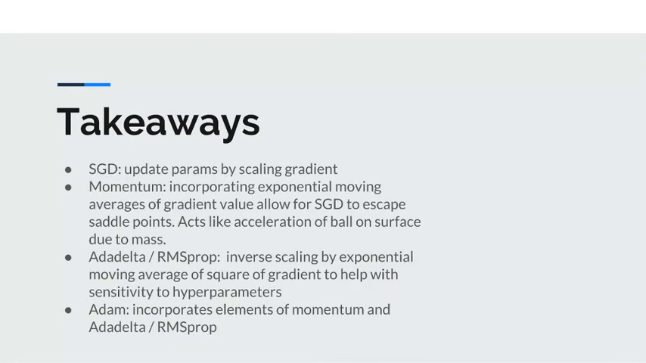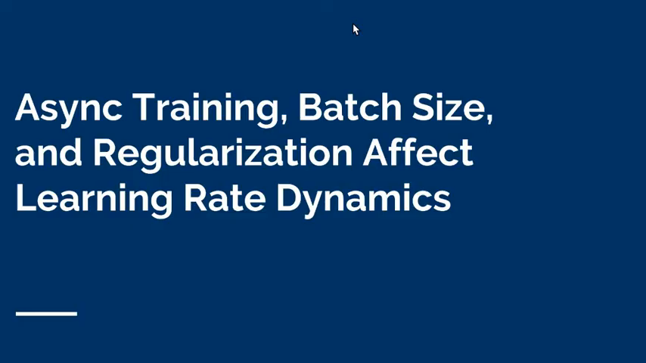So to quickly recap, we first have stochastic gradient descent, which is simply updating your model parameters by scaling the gradient. We then have momentum, which incorporates an exponential moving average of the gradient to allow for SGD to escape saddle points and to prevent oscillation over local minima. We have Adadelta and RMSProp, which use inverse scaling by exponential moving average of the squares of the gradient to help with sensitivity to hyperparameters. And we have Adam, which incorporates elements of momentum and adaptive learning rate methods.